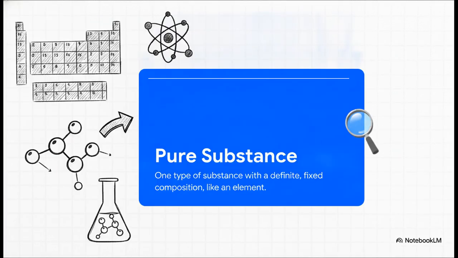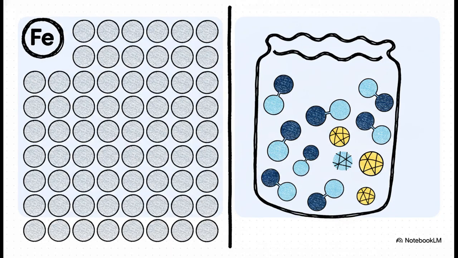But on the flip side, a pure substance has a fixed, definite composition. It absolutely does not vary. A pure substance is made up of only one type of material all the way through. This could be an element, which, as you probably remember from the periodic table, contains only one specific type of atom. Or it could be a compound, like pure H2O, where different elements are chemically bonded together in an exact, unchanging mathematical ratio. You can't just casually separate the hydrogen and oxygen in a glass of water without causing a major chemical reaction.